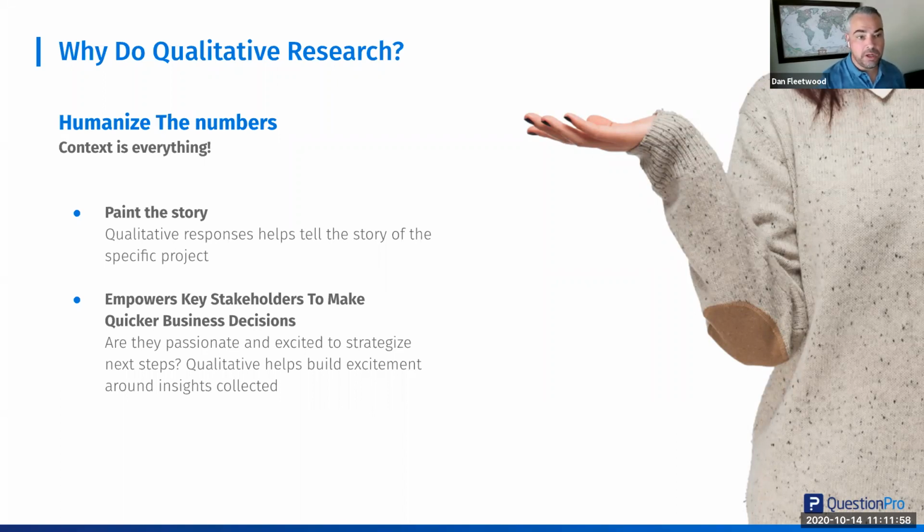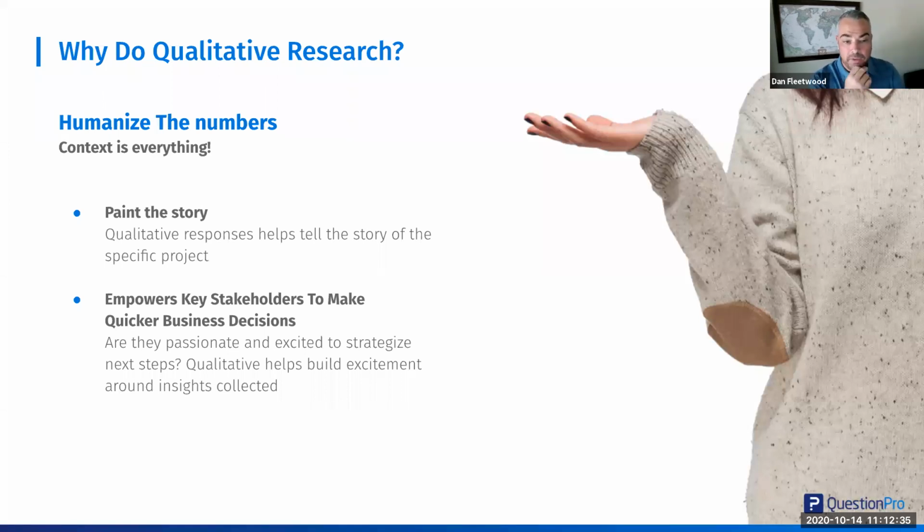There's definitely a good need for it, as the market suggests. And really humanizing the numbers, I think, is a good way to put it. You're getting more of the context around things, so you're able to paint the story. Qualitative research helps tell the story around the specific project, maybe getting into more of the why. So many times people are doing qualitative research to then yield out the quantitative aspects to better apply those probabilities or odds to it.